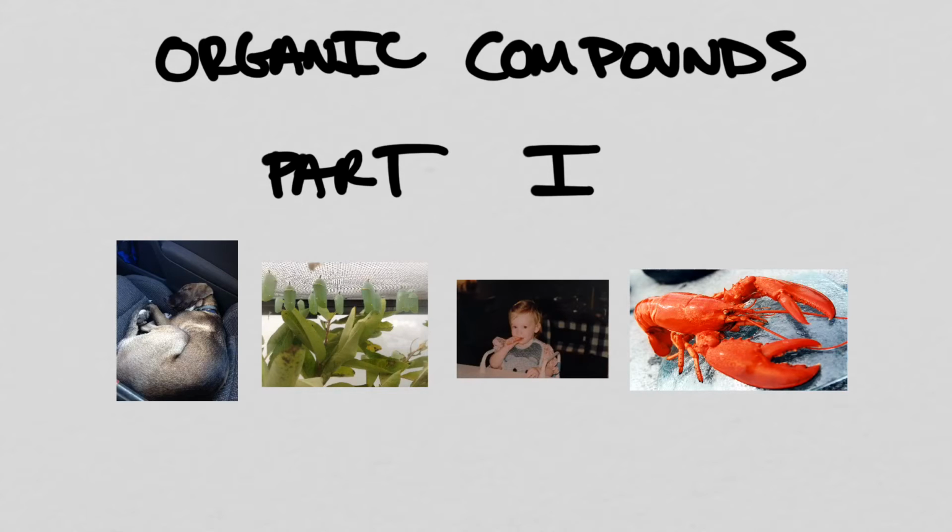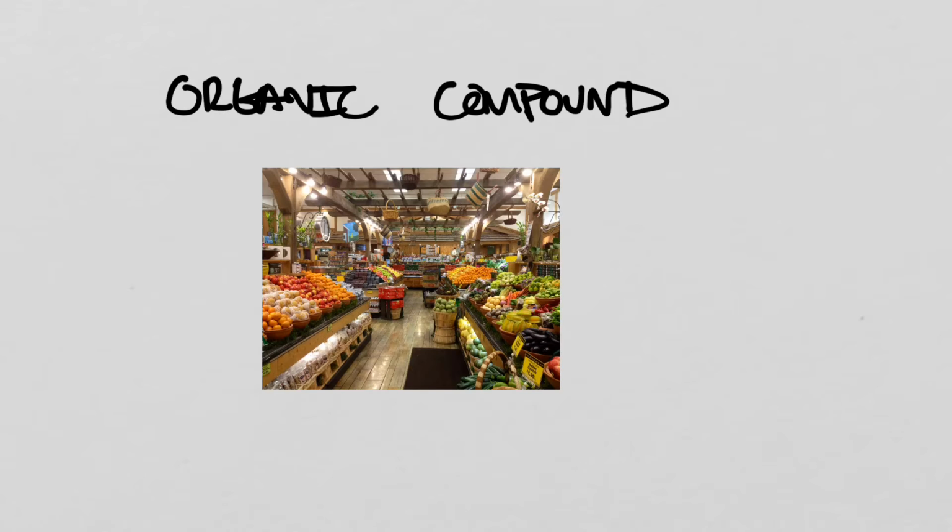So, let's talk about what is an organic compound. And it's going to be really important for you to note that organic compounds are not what you think of when you think of the grocery store. Now, these are organic fruits and vegetables, but USDA organic and organic as we refer to it in science class are not the same thing. And you shouldn't conflate the two. Whenever we talk about organic compounds in our class, we're referring to compounds that contain the element carbon.